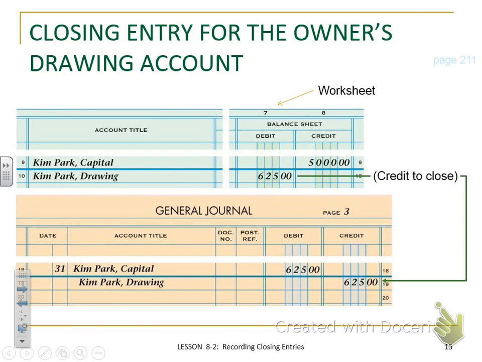Last one is our drawing. What's the normal side balance for drawing? Debit, right? It has a negative impact on our capital. So in order to close out a debit balance, what are we going to do to our owner's drawing account? Credit it, right. Which makes sense, because now the impact on our capital account is that we're debiting it, which decreases it. So we're going to debit our capital account for the amount of the drawing and close out our drawing by doing the $625 credit. Again, those are all the steps.